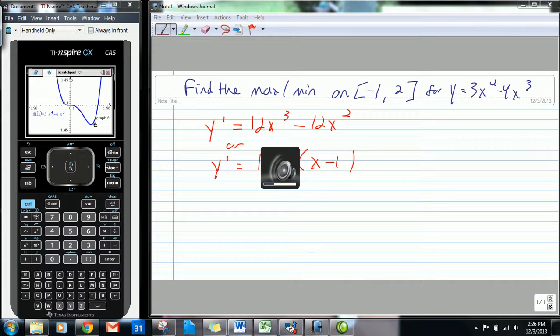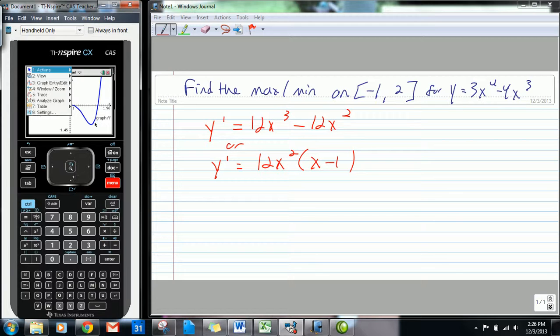I'm going to use my handy dandy TI Nspire. Go to menu. I'm sure there's an easier way to do this. I'm going to add the graph of its derivative, which is 12x cubed minus 12x squared. Again, I just have it in factored form because we'll mess around with it later. I want to graph that, and there it is in red.